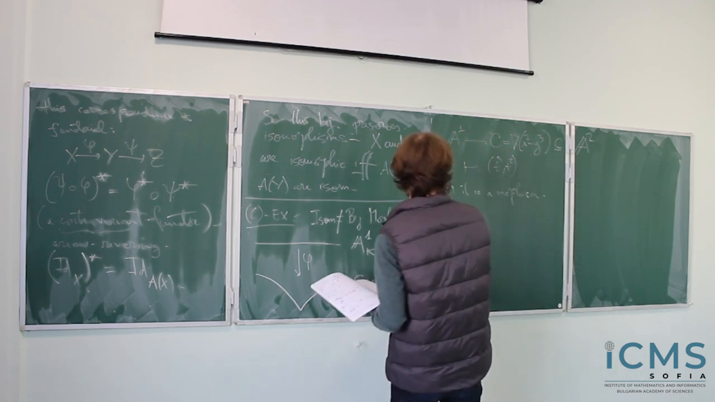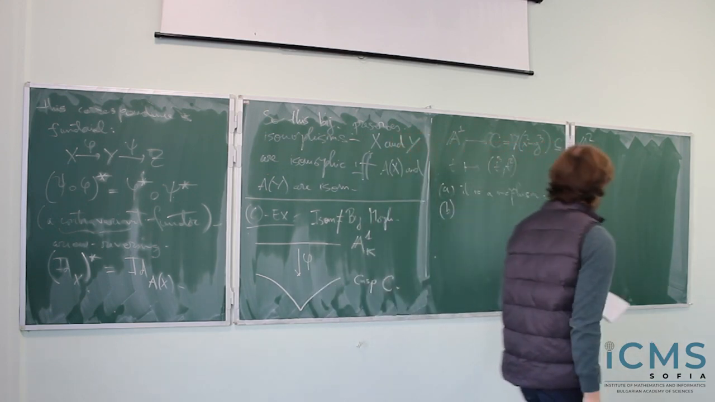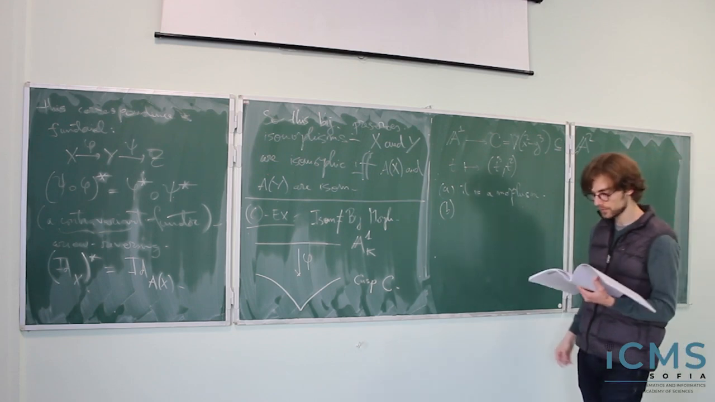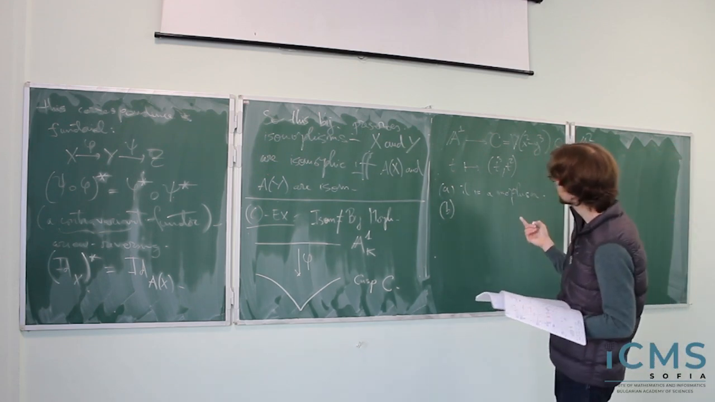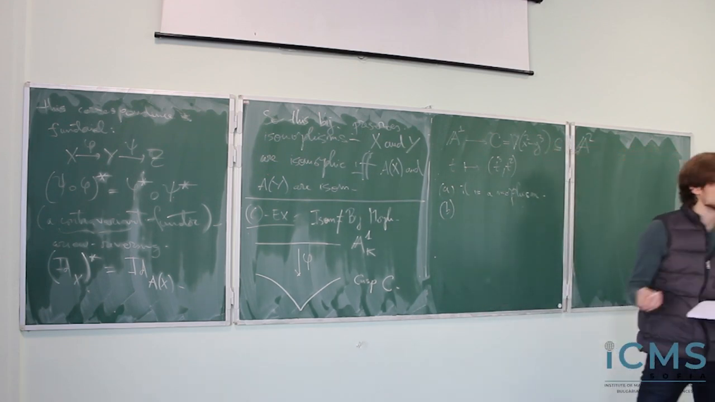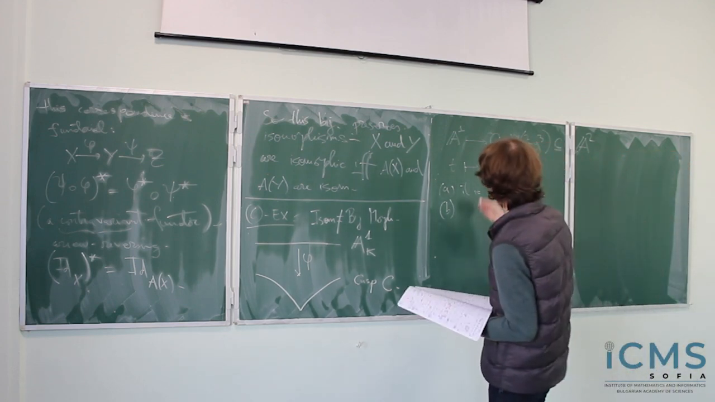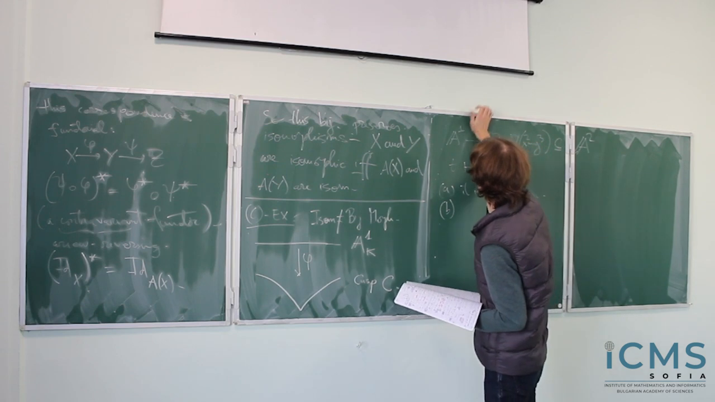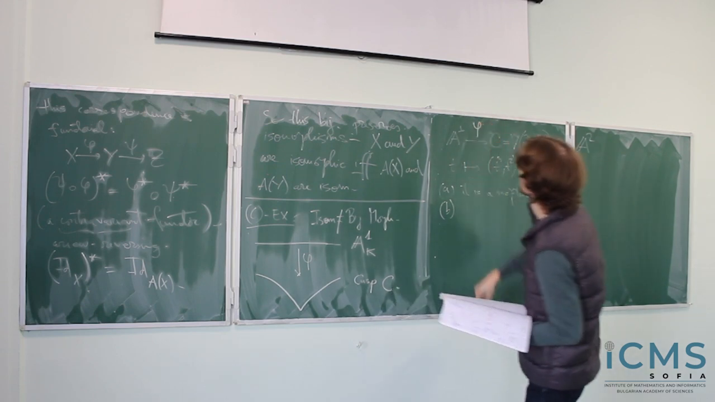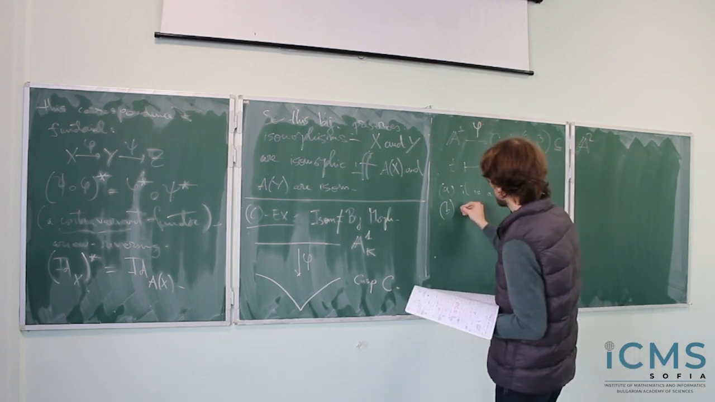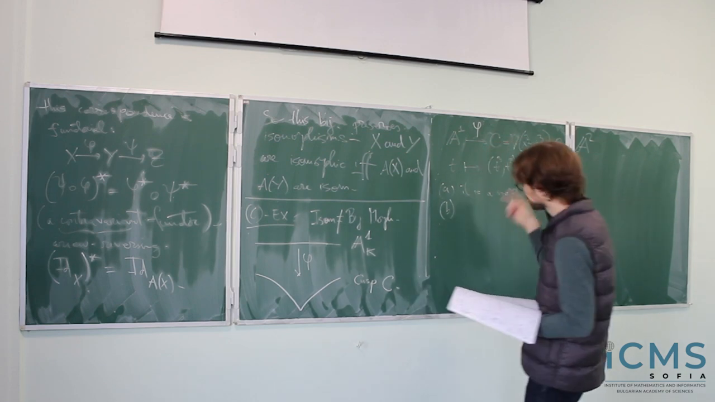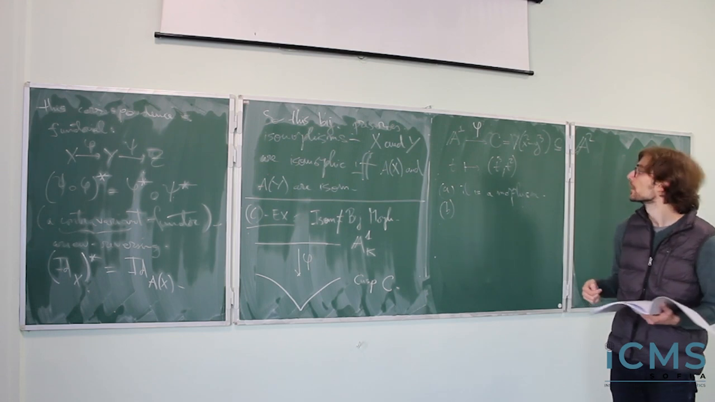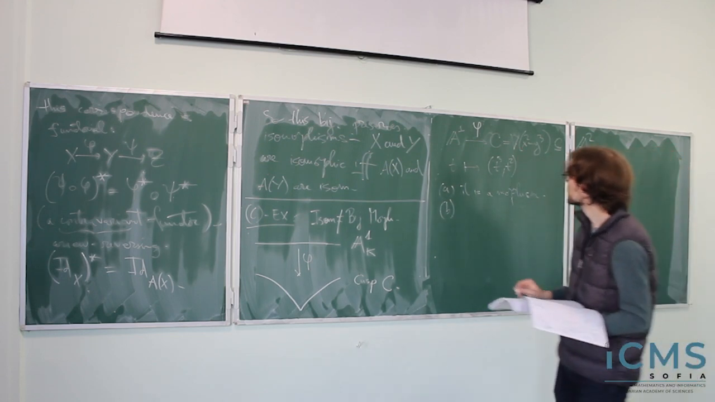I just gave the main argument. Okay, first of all, what happens to its pullback? How do we build the pullback? This is phi. So what does the pullback look like? Well, the coordinate ring of C, what is it?